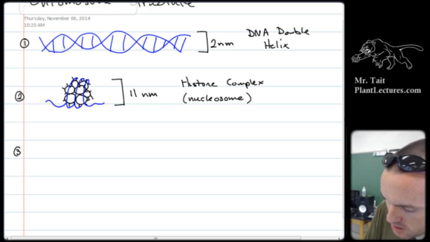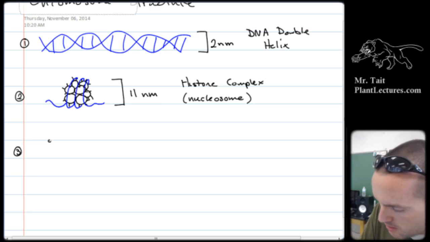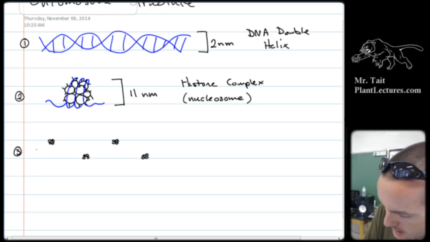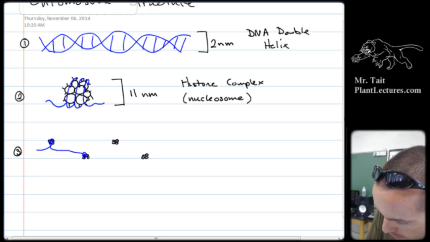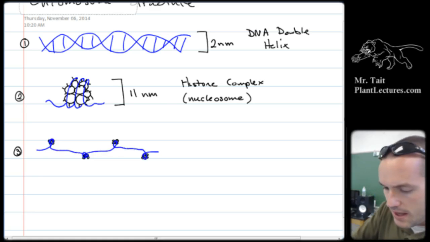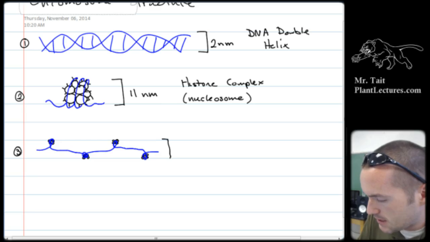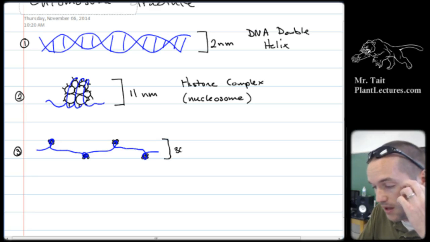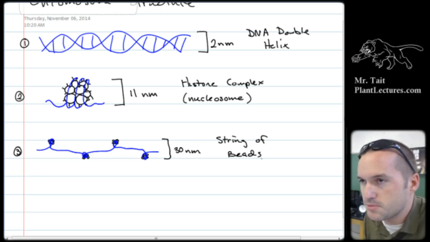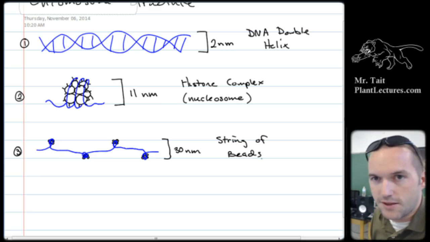The third thing is going to be a string of these nucleosomes, and they're going to be evenly spaced out. So here's this one, and this one, and this one, and this one. And the DNA is going to be sort of spaced out like this. Alternating sides. And so when it alternates sides like this, that increases the diameter to roughly 30 nanometers. And they call this the string of beads. It's called the string of beads because when you look at it under a very powerful microscope, it looks like a string of beads.